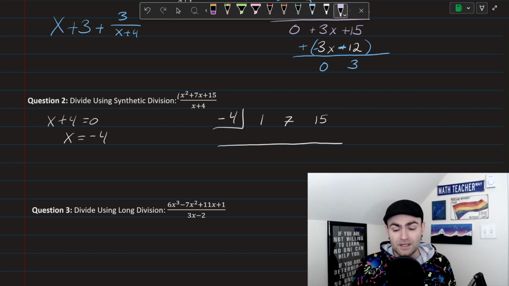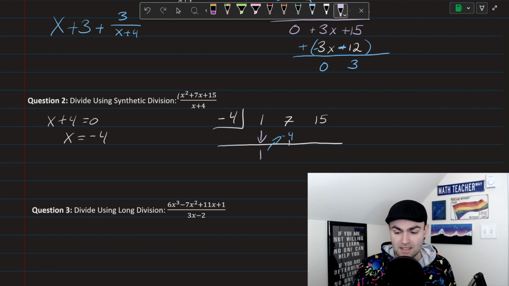What we're going to do from here is drop down the first number always. So we're going to write down a 1. And then every time I move diagonally up, I'm going to multiply by what's in the box. So 1 times negative 4 is negative 4. If I add those together, I get 3.